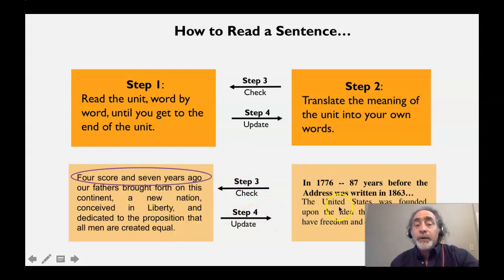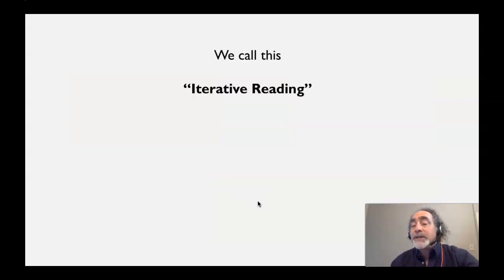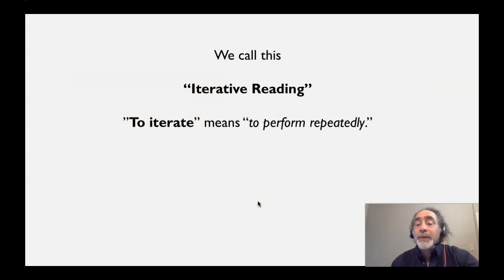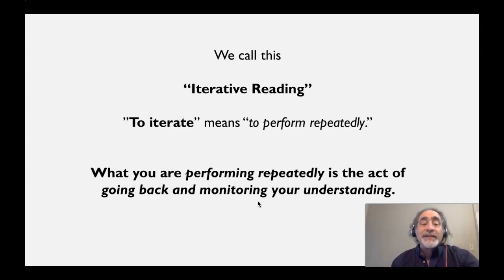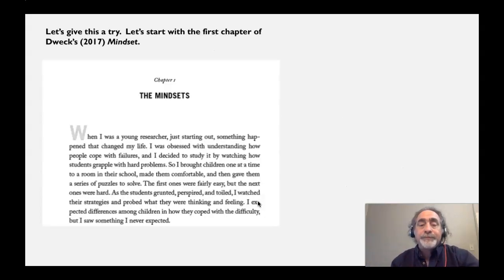It's comprehending the words in your own words, checking it against the original, and continuing to go through this process back and forth, until you're content that you do understand the sentence. We call this iterative reading. Iterative means to perform repeatedly, and what you're performing repeatedly is the act of going back and monitoring your understanding over and over again. You read and monitor, read and monitor, read and monitor, go back and forth.